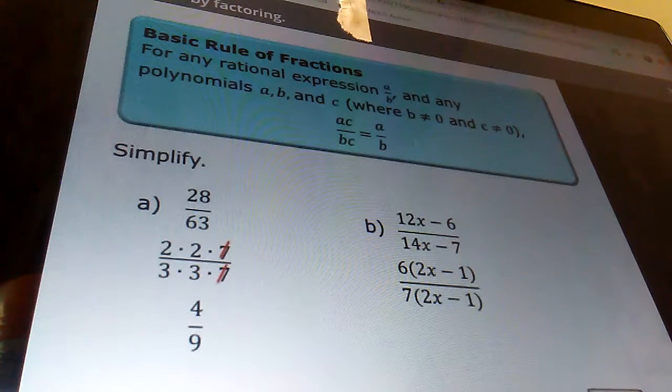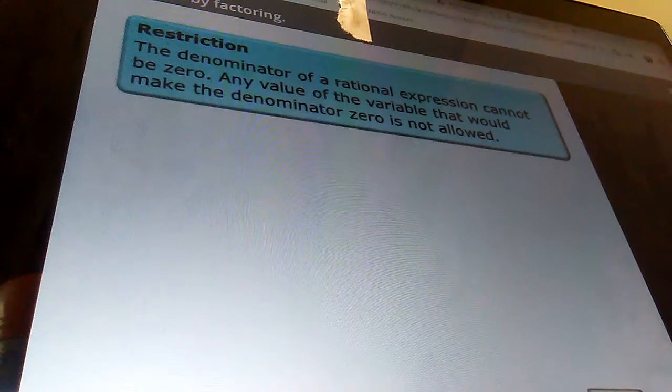Now that we have products, we can divide out those common factors. We can divide out this 2x minus 1 with this one here. So what do we have left? Simply the fraction 6/7. Fractions that contain variables are sometimes called fractional algebraic expressions.